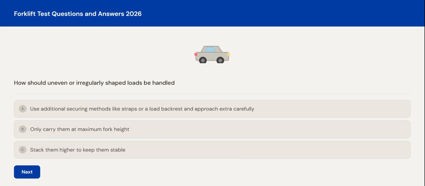Let's move on. How should uneven or irregularly shaped loads be handled? Use additional securing methods like straps or a load backrest, and approach extra carefully. An irregular load shifts its center of gravity unpredictably. Secure it before you lift it, not after it starts to slide.